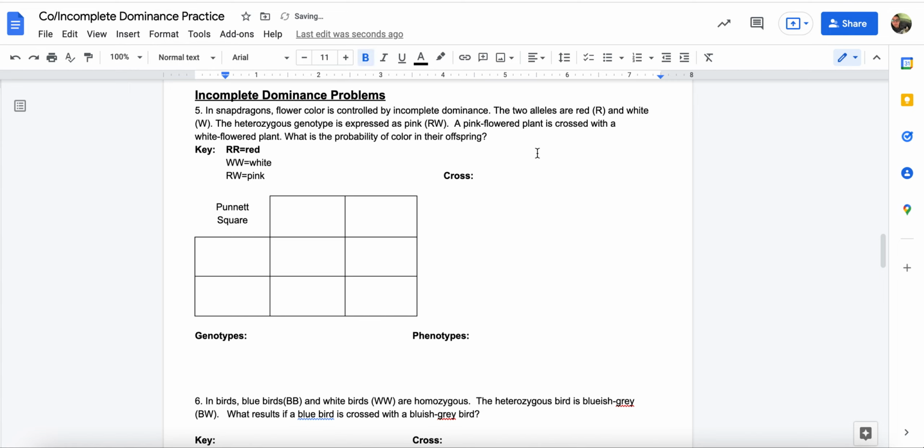A pink flowered plant is crossed with a white flowered plant. So look at your key. Pink is going to be capital R, capital W, crossed with a white, capital W. So if we put our pink flower here and our white flower here, now we fill it in, keeping the letters in alphabetical order.